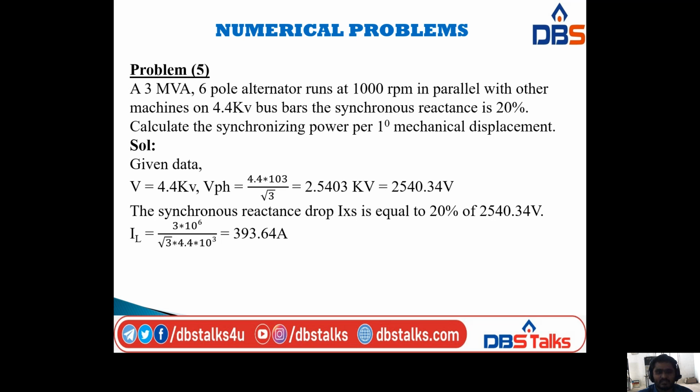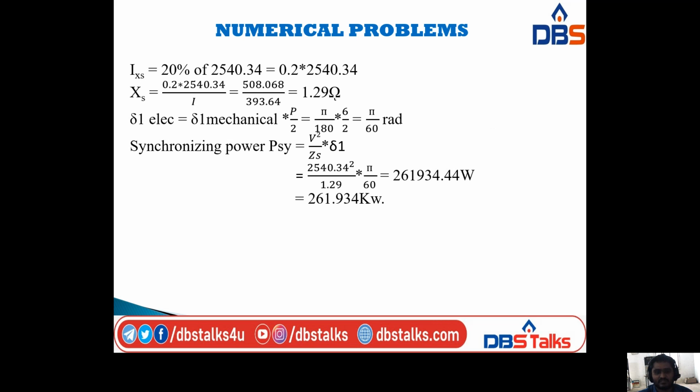2540.34. This is for the phase. So 2540.34 whole square by Zs, which is 1.29, into 5 by 60, that is delta dash is 5 by 60 radians. So that is equal to 2,61,934.44 watts. We will convert this into kilowatts, that is 261.934 kilowatts. This is the solution for the given problem.